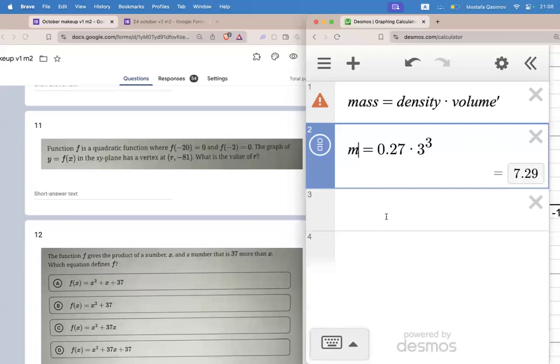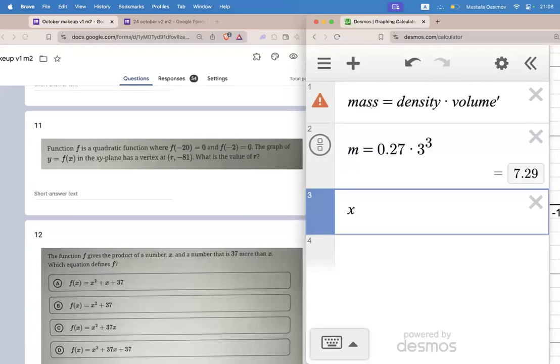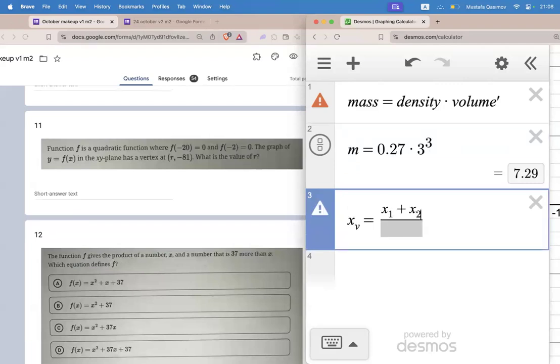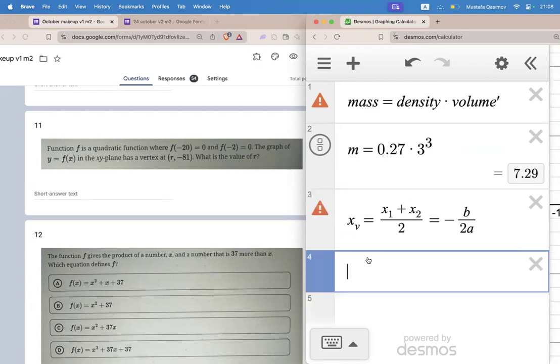11. For 11, we have to use the vertex formula. We have this formula: x vertex is equal to x1 plus x2 over 2. And also we have this formula, negative b over 2a. Here x1 is equal to negative 20.